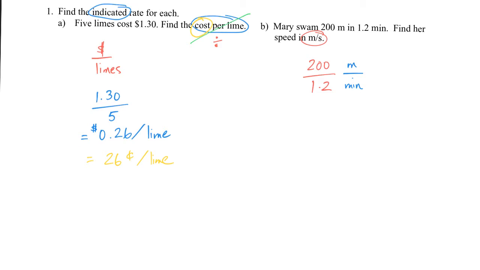Notice you would be calculating meters per minute, but the problem asked for meters per second. So there's nothing wrong with doing that. We just have to make sure that we're finding the indicated rate. So how can we play around with it?